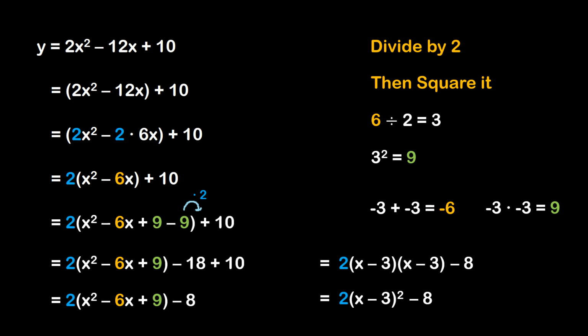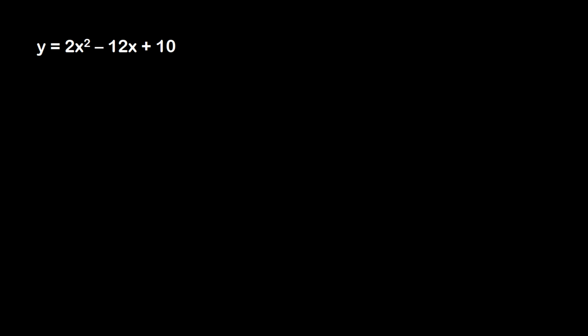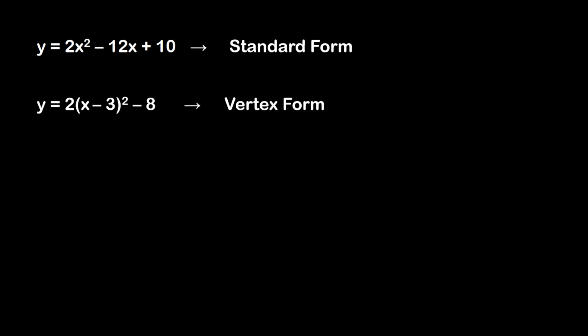So we now have the vertex form of the quadratic equation. So to summarize, we established that the original form was in standard form, and the new form is in vertex form. So once again, we have used completing the square to convert the standard form of a quadratic equation into the vertex form of the quadratic equation.